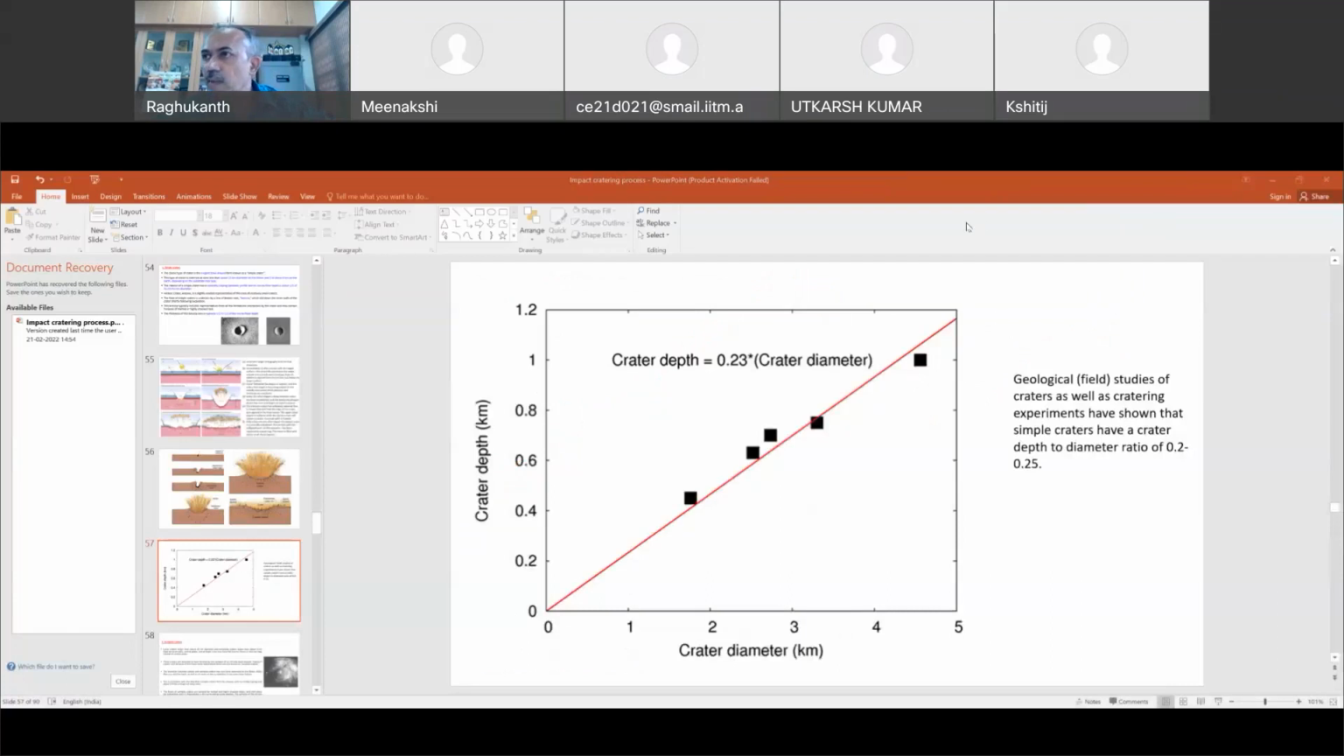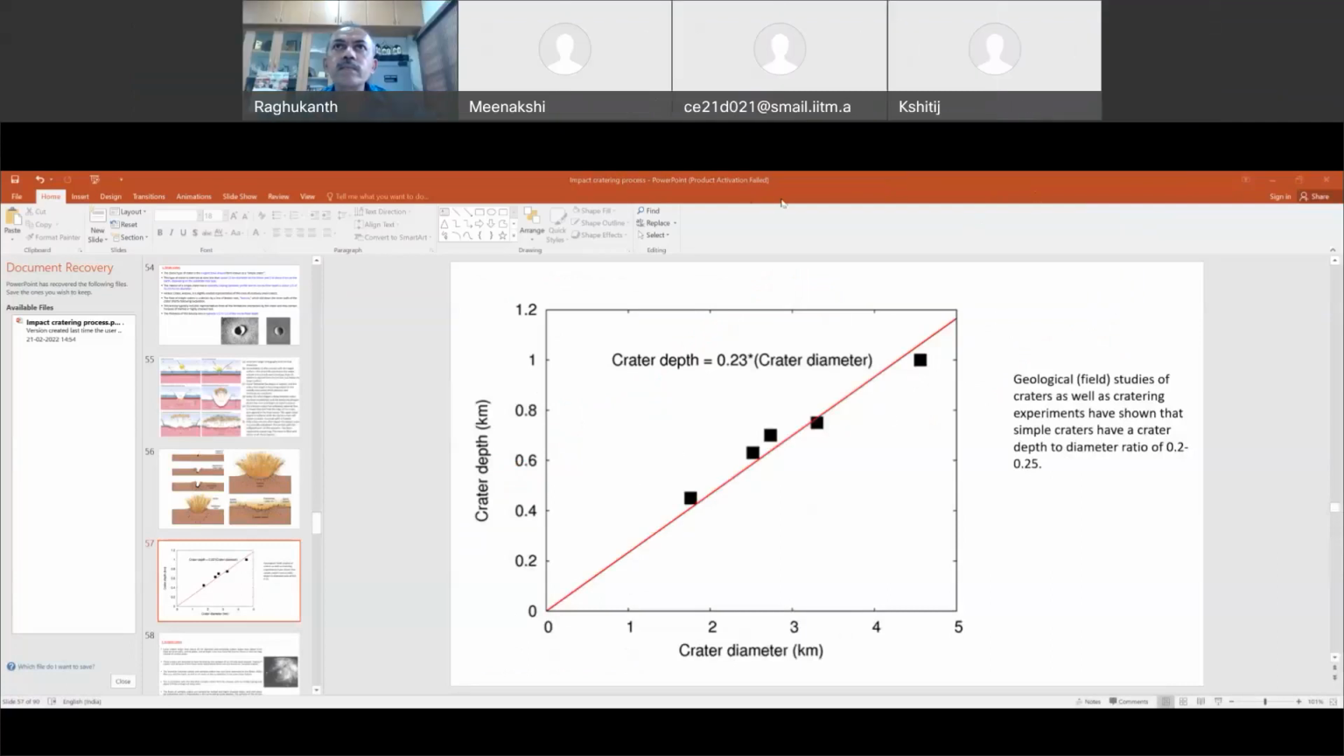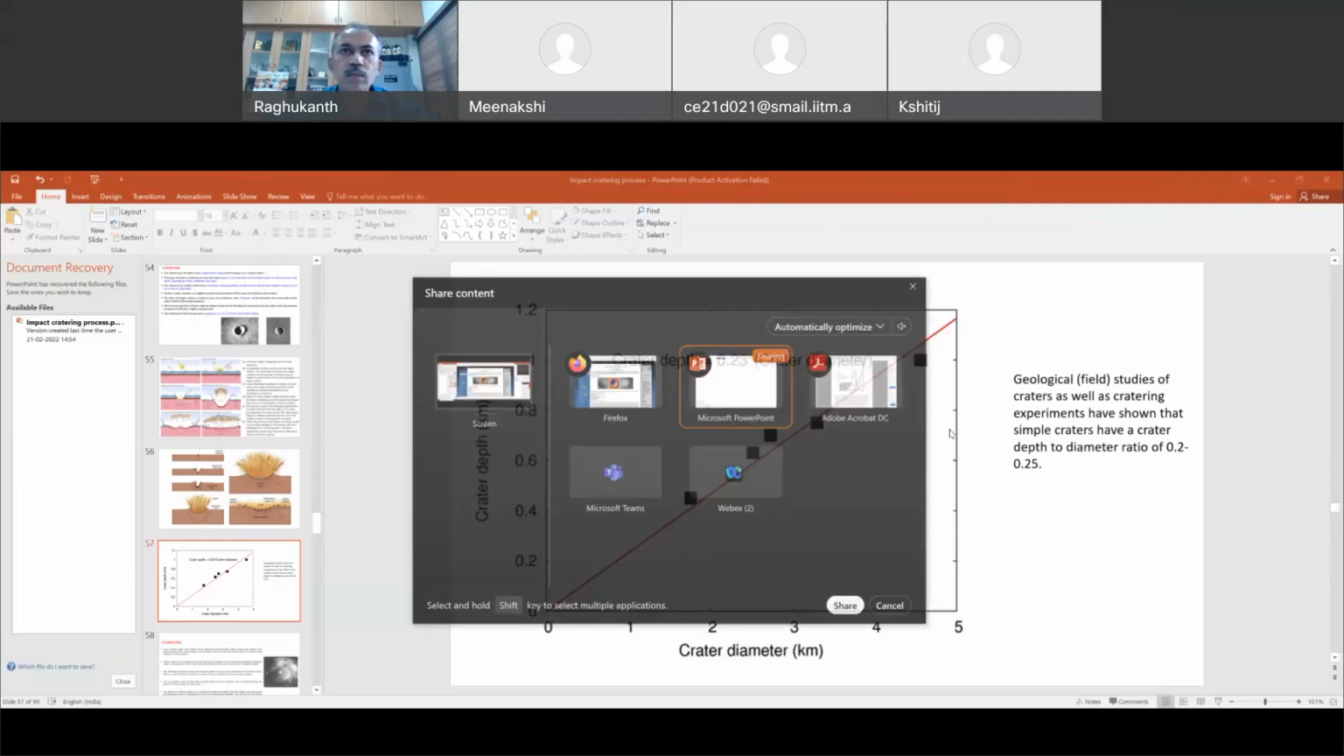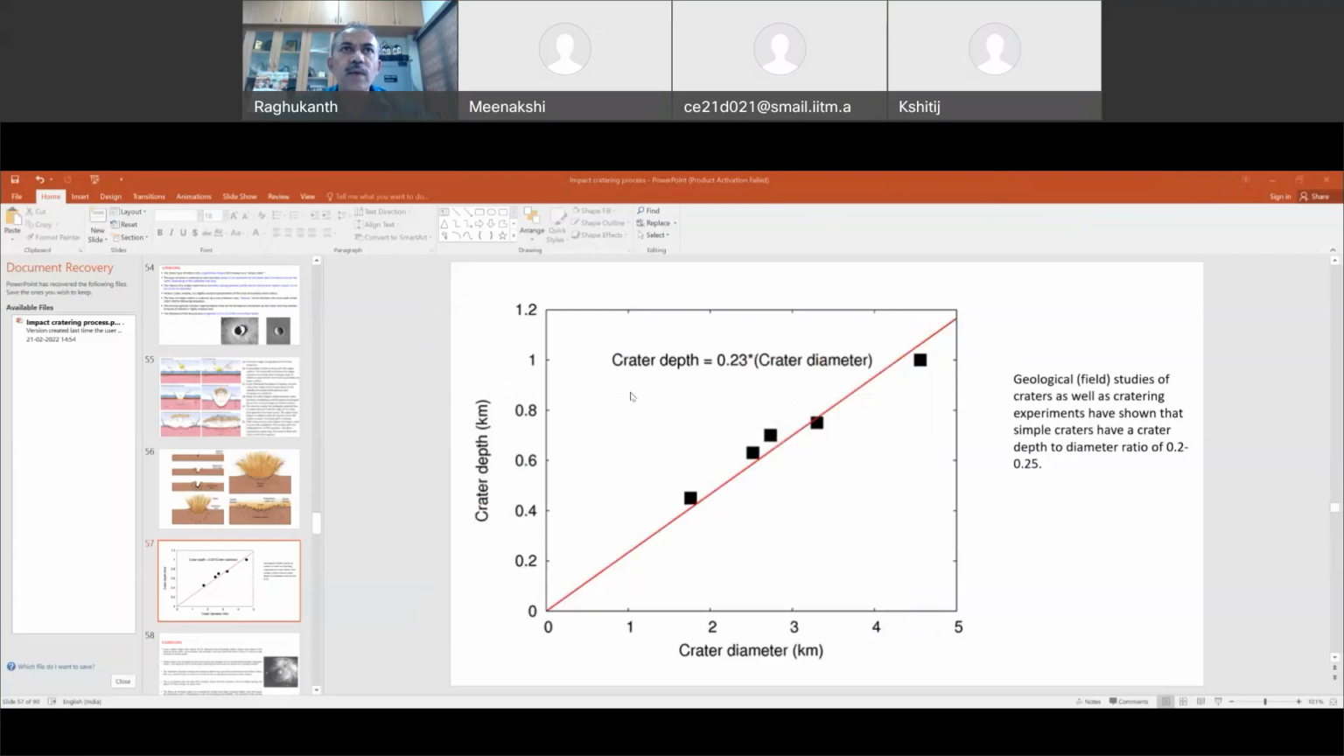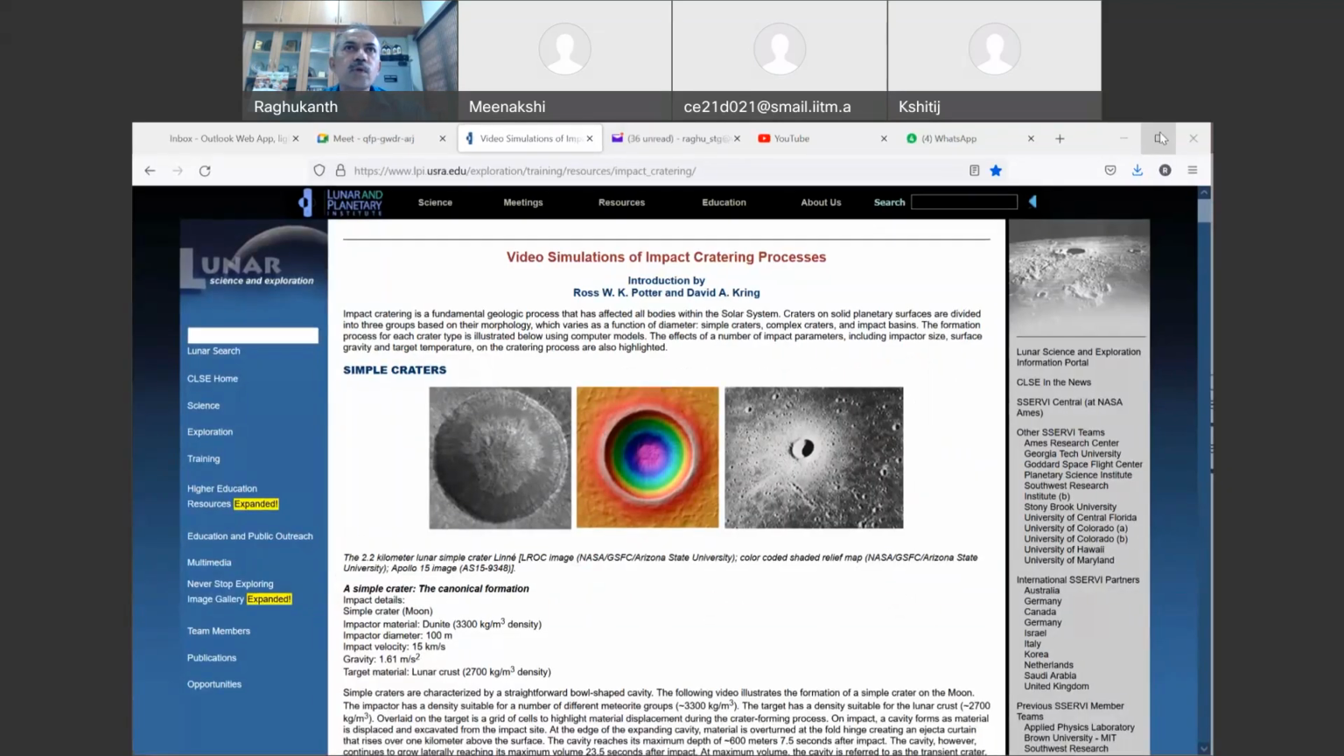Just one second. You are able to see this one? You are able to see, right?